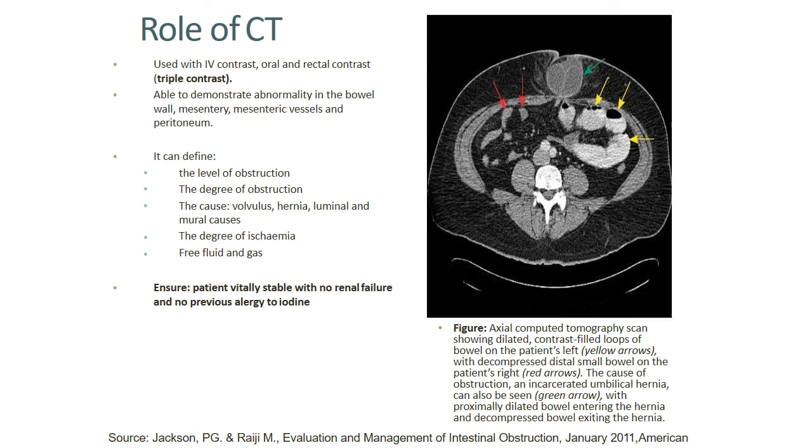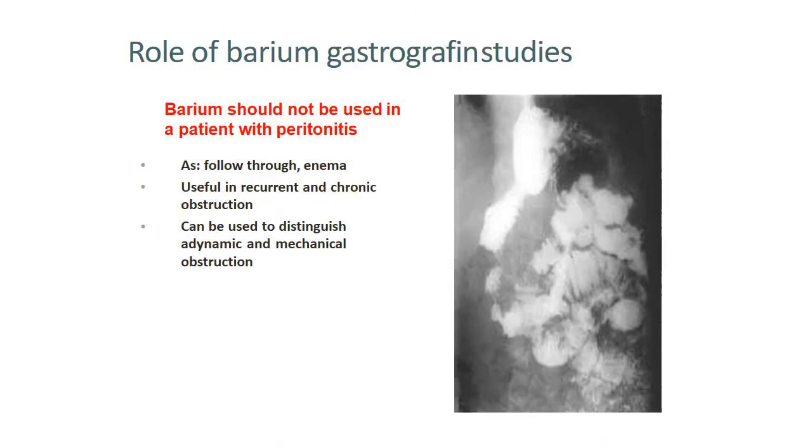In this axial image, we can see the dilated contrast-filled loop of bowel on the patient's left, shown by the yellow arrow, with a decompressed distal small bowel loop on the patient's right, shown by the red arrow. The cause of obstruction is an incarcerated umbilical hernia that can also be seen by the green arrow. Although barium enema is useful in recurrent and chronic obstruction, it should not be used in a patient with peritonitis. Barium enema can be used to distinguish a dynamic and mechanical obstruction.